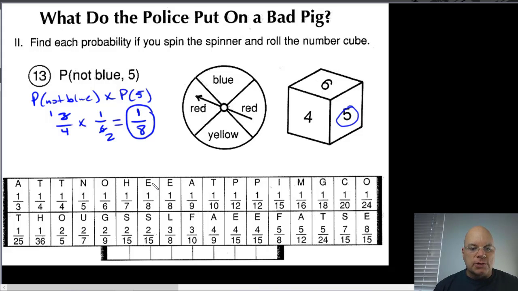And the way this puzzle works is you look down at the bottom, there's more than one space that says 1/8, but you just cross out one of them. It doesn't matter which one you cross out.